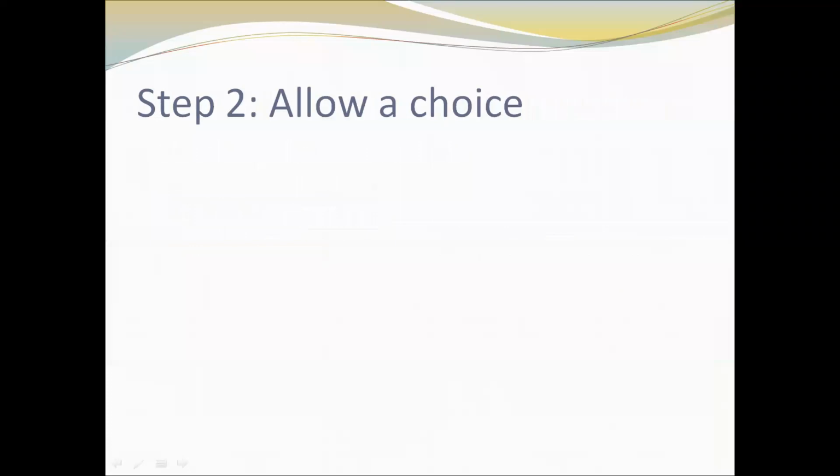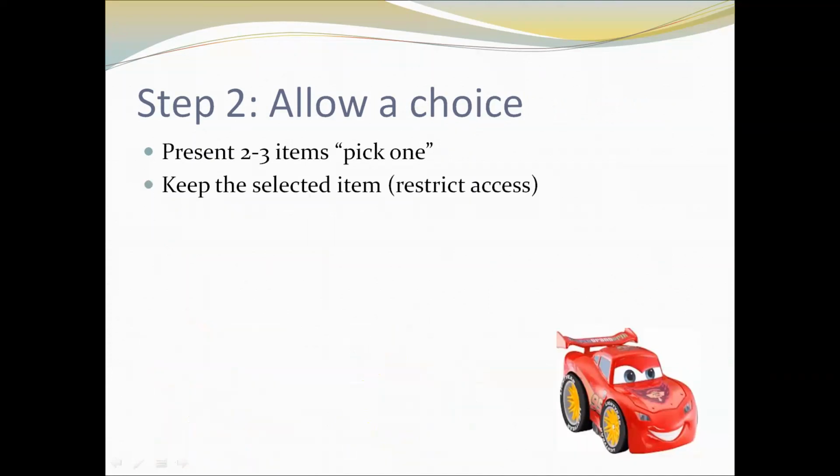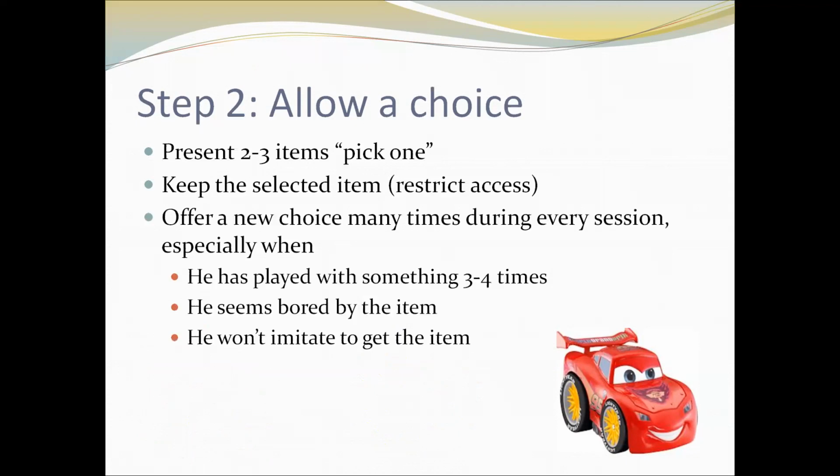Secondly, step two, you want to allow a choice. So you want to present 2 to 3 items and have them pick one. You want to keep the selected item, and then basically restrict the access to it, so they know that I have to go through this person to get access to it. Offer a new choice many times during your session, especially when the child has played with something 3 to 4 times, the child seems bored or less responsive to the item, and the child won't imitate to get the item. So it's important that you're being very observant during this process.